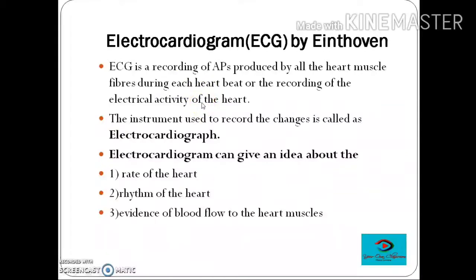As you know that the body is a good conductor of electricity, and body fluids contain ions that conduct electrical currents. Therefore, as action potentials propagate through the heart, they generate electrical currents that can be detected at the surface of the body. So that's what we do in electrocardiogram. The instrument that is used to record the changes is called an electrocardiograph. Be clear about this. An electrocardiogram can give an idea about the rate of the heart, rhythm of the heart, and evidence of blood flow to the heart muscles, and thus it can tell you about the abnormalities of the heart.